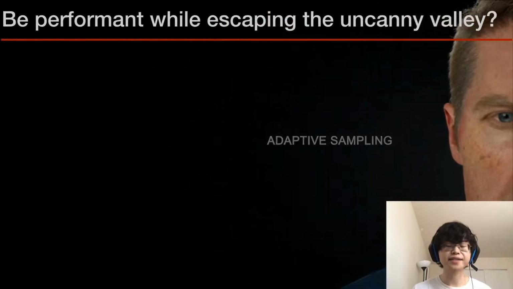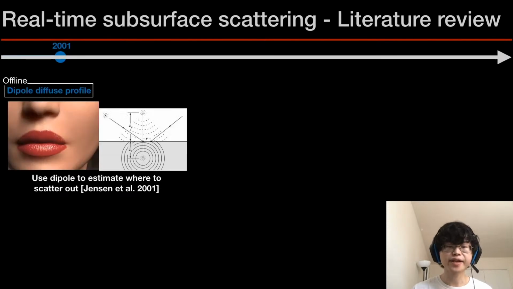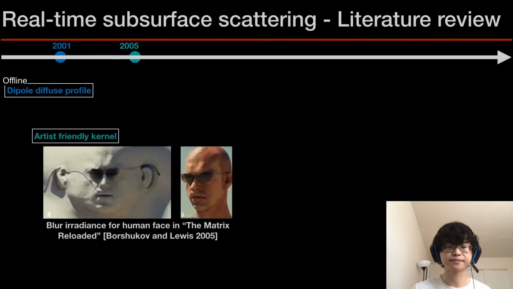Before going into the technical details, let's first review how our predecessors tried to clear the thorns of the uncanny valley. Jensen and his colleagues considered isotropic subsurface scattering in highly scattering media. They introduced the dipole diffuse profile into the field of computer graphics for subsurface scattering in 2001, however, for offline renderers only. What sparked the idea of real-time subsurface scattering is Borshukov and Lewis's work in 2005 for The Matrix Reloaded. They used an artist-friendly color to blur the baked irradiance texture to approximate subsurface scattering.